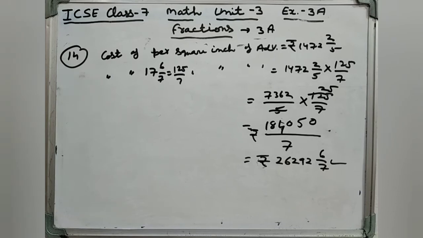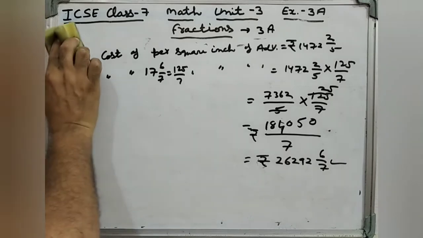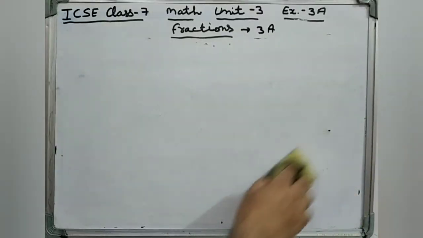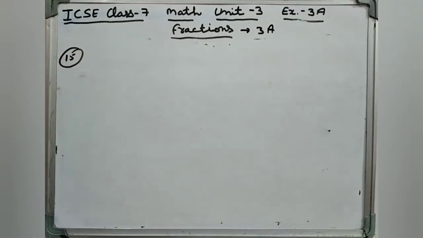Right. Now we will move on to question number 15. Question number 15 is: a car traveled from city A to B with a uniform speed of 52 by 7 km per hour. Find the distance between two cities if it took 3 by 8 hours for the car to reach. We have to find out the distance between the two cities.